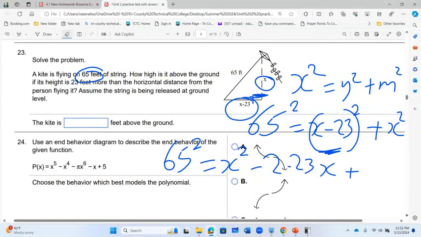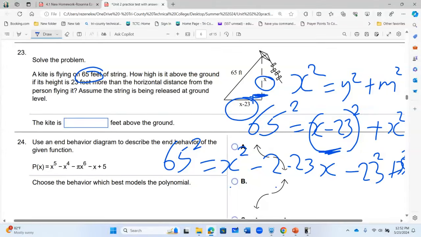Let me make sure that I put negative 23 here. Minus 23 squared, and then we have plus x squared here. Collect like terms and finish solving. If I collect like terms, I will have 2x squared here and so on, and simplify this. By the way, you can put it in your calculator and start solving.